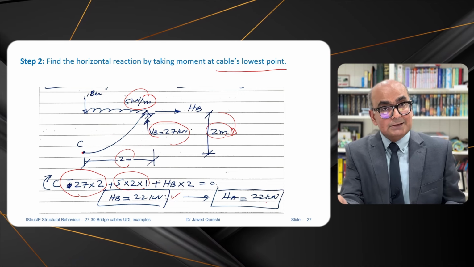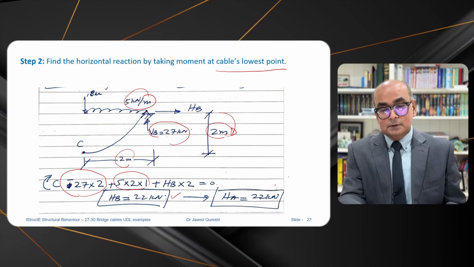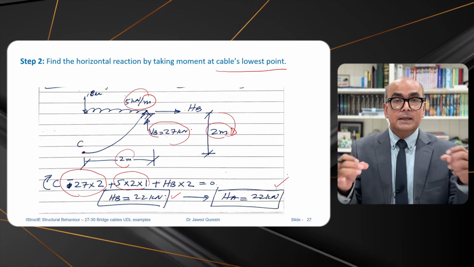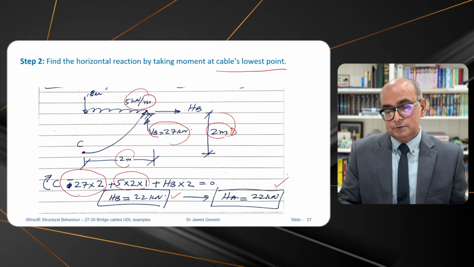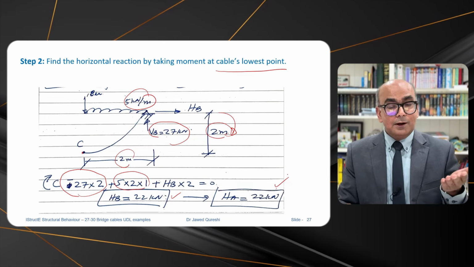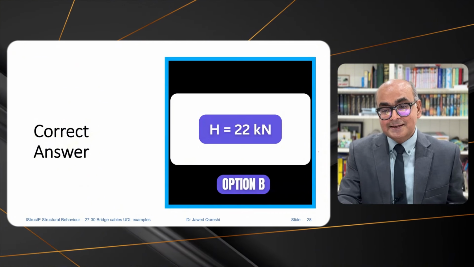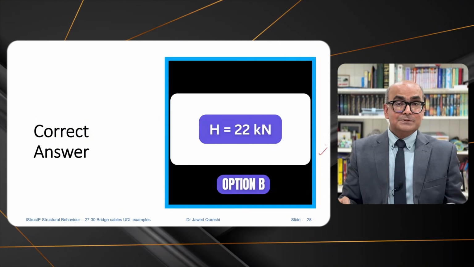At A it will be the same as well. That will be 22 kilonewton. As you know, horizontal reaction remains the same throughout the length of the cable. So I think that's our answer. We have finished. So option B is the correct option.